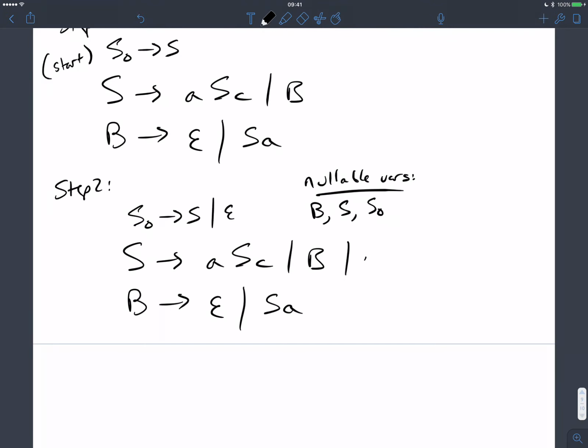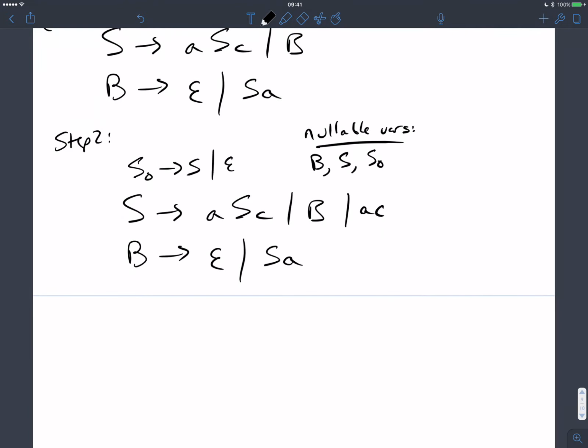Add a rule S to AC. I shouldn't add the S to B one and make B drop out because it can't have an epsilon rule anyway. So I'm done with S. For B, I'm going to X out the rule B to epsilon, but what else do I need to do? Make little a, because S is nullable. Okay? Cool.